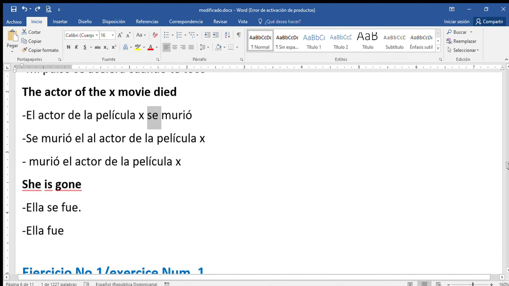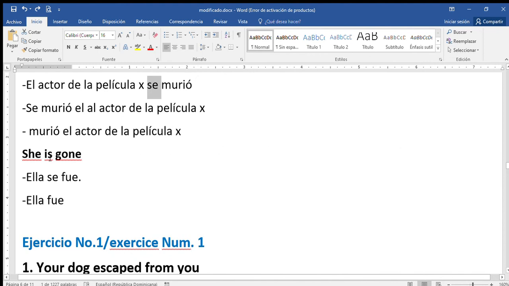Now what I want you to see right here is that when we have she is gone, you could say ella se fue. But when you say ella fue, people won't understand what you are saying, because people will be like, ella fue para dónde? It's not like the verb morir. You say murió el actor de la película, and people know what you are saying, but you just cannot say ella fue. You have to say ella se fue.